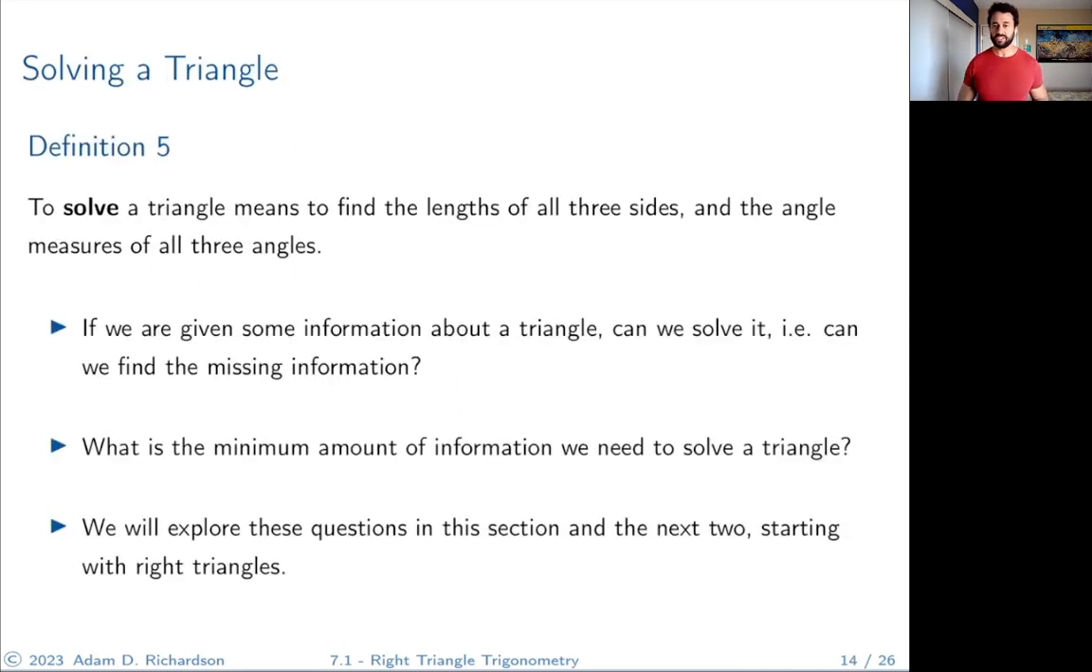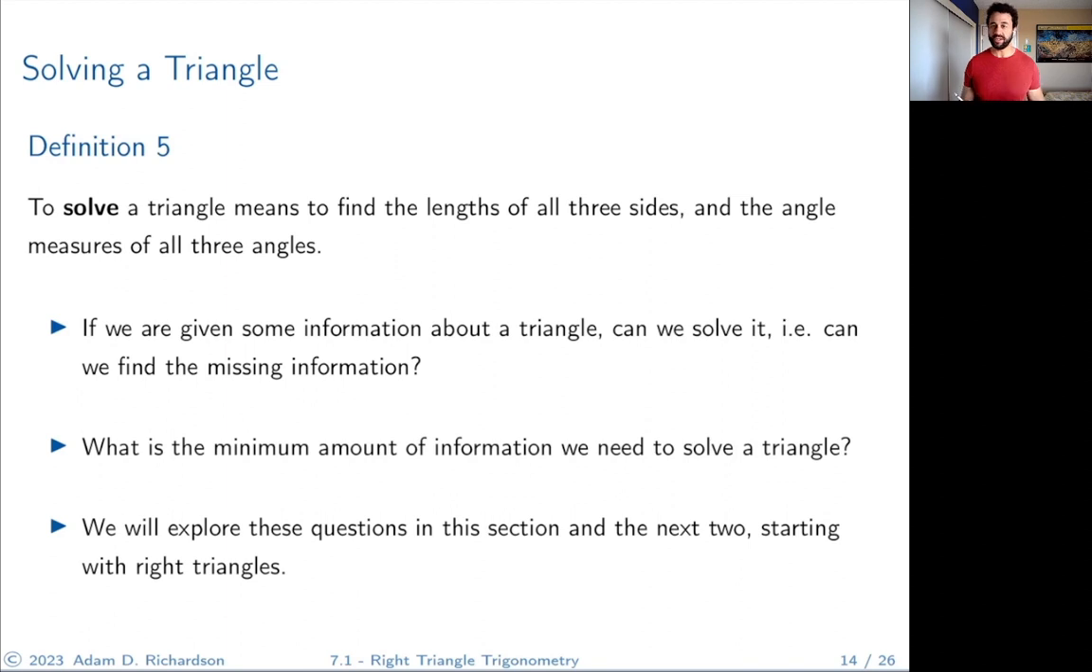Now let's talk about solving a triangle. For the next several sections, we're going to be doing a lot of this process, solving a triangle. So what does it mean? Solving a triangle means to find the lengths of all three sides of a triangle and the angle measures of all three angles. So in essence, you're completely solving the triangle. You're finding all the lengths of the legs and all the measures of the angles. And once you have all of that, the triangle is solved.